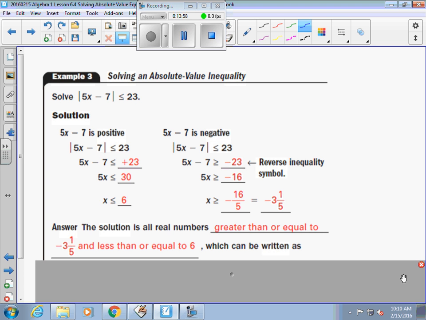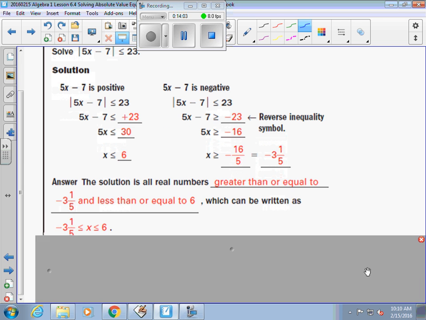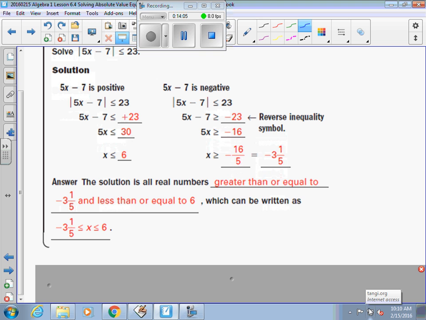Remember, this is an "and" inequality because it says less than, which can be written as the "and" inequality negative 16 over 5 is less than or equal to x and less than or equal to 6. And we worked compound inequalities before the break. This is something we've done. It's going to take you a little while before you're super comfortable doing it, but you will get there.